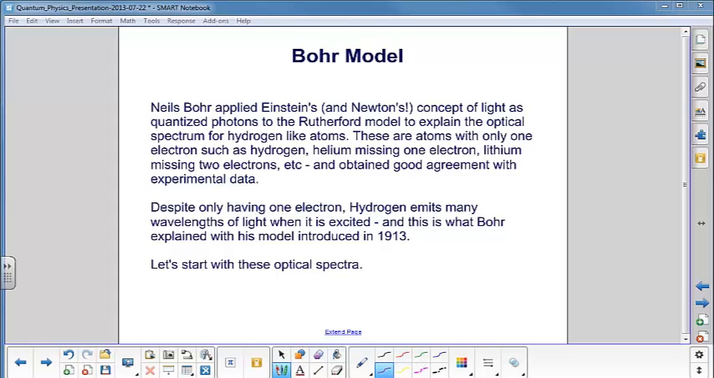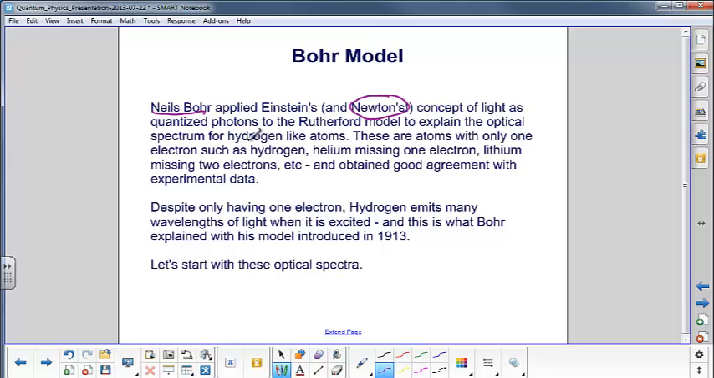The pace is now picking up and explaining what the atom looks like. Niels Bohr applied Einstein's and, of course, Newton's concept of light as quantized photons. Well, actually, Newton just said they were particles. Einstein added the quantized bit. This was applied to the Rutherford model to explain the optical spectrum for hydrogen-like atoms.